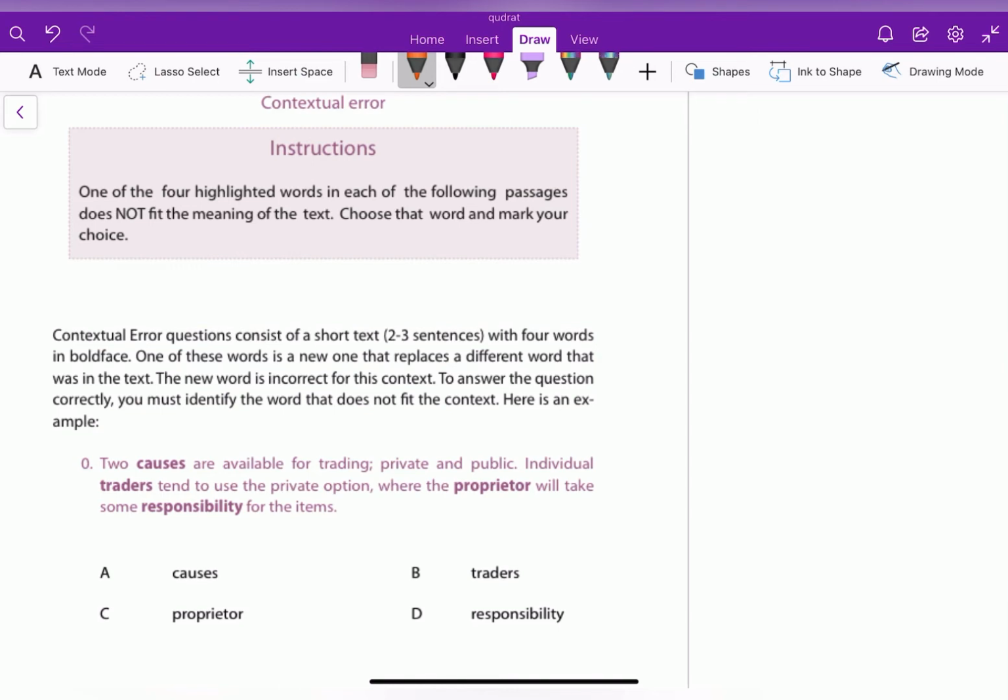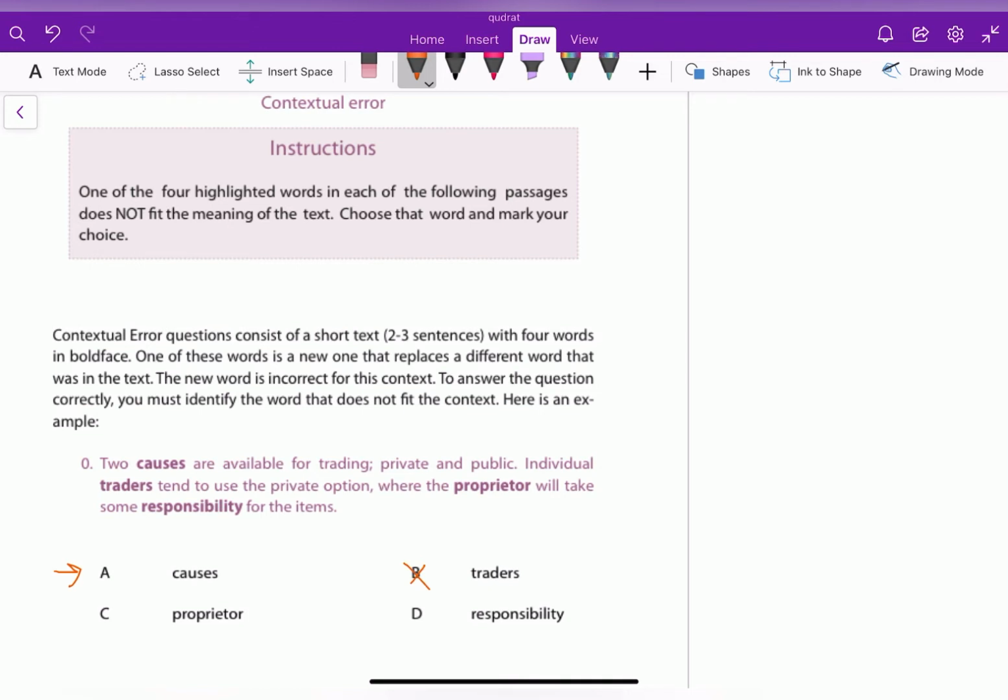So 2 causes are available for trading. That doesn't really make sense. There are no causes available for trading. Maybe there's 2 options available for trading, private and public. So this could be the answer. Individual traders, no, this is not the answer because that makes sense.